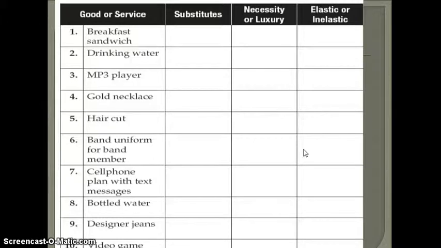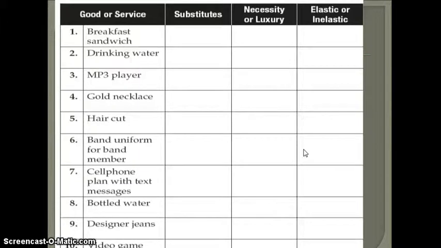Let's look at a band uniform for a band member. There are no substitutes for it. You have to get the exact uniform everyone else has. It's a necessity if you're going to be in band. So the demand for it is going to be inelastic. No matter how expensive that band uniform is, you're probably going to have to buy it anyways.